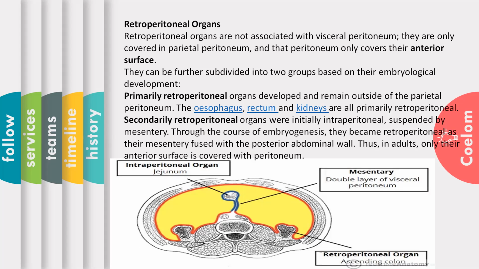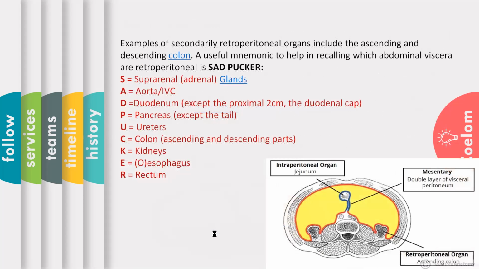Again, this diagram is taken from Teach Anatomy. Examples of secondary retroperitoneal include the ascending and the descending colon. A useful mnemonic to help recall which abdominal viscera are retroperitoneal is the SAD PUCKER. SAD PUCKER is used to remember which organs are retroperitoneal. SAD. S stands for suprarenal adrenal glands. A stands for aorta. Then duodenum. Then pancreas, ureters, colon, kidney, esophagus, and rectum. These are examples of the retroperitoneal organs.